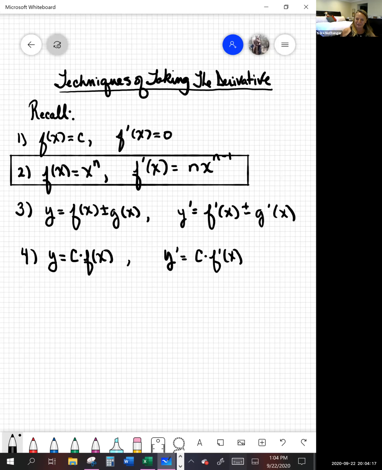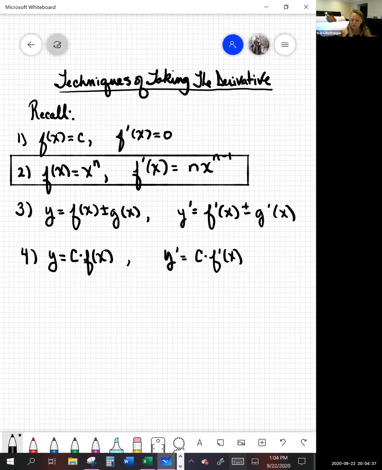So we're looking at different techniques of finding the derivative. Now that we don't have to use that precise definition of a derivative, that limit as h goes to 0 of f of x plus h minus f of x all over h. Hopefully you guys are experts at that, but it could take a long time. And so these are tricks to make our life so much easier.